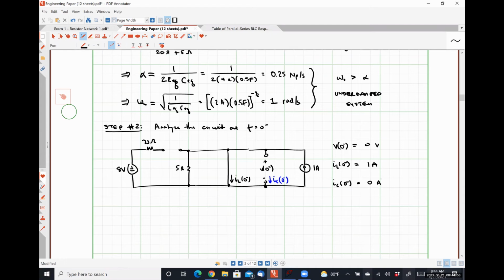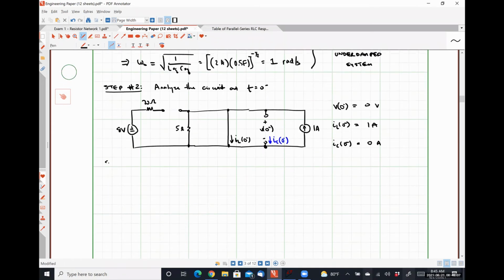So we have successfully analyzed the circuit at t is equal to 0 minus. We have our three quantities of interest. So let's move along to step 3. At step 3, we are going to analyze the circuit at t is equal to 0 plus. At t is equal to 0 plus, the circuit is no longer at DC steady state, and I want to take note that the switch is now closed.